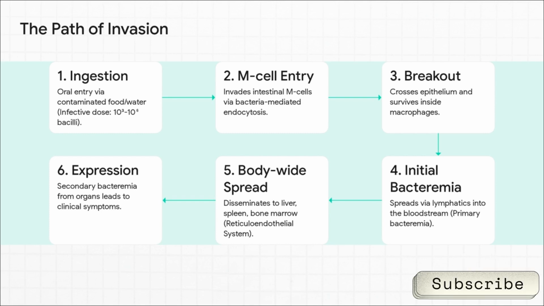Then the bacteria spread throughout the body, setting up shop in the liver and spleen. The final step is E for expression. This is the big one, a massive secondary bacteremia that finally unleashes all those classic symptoms.